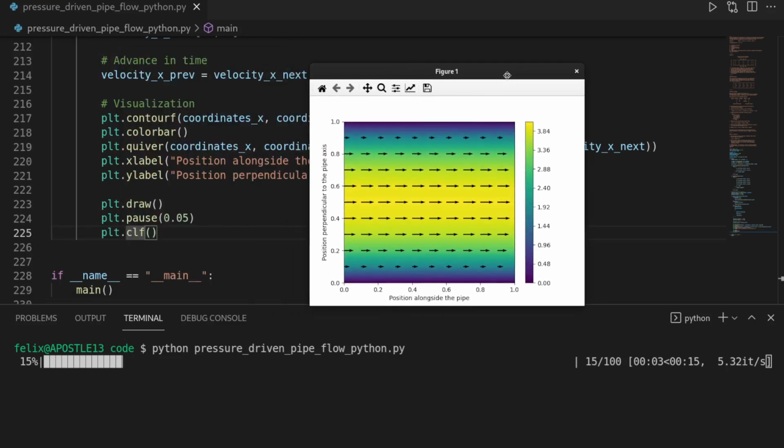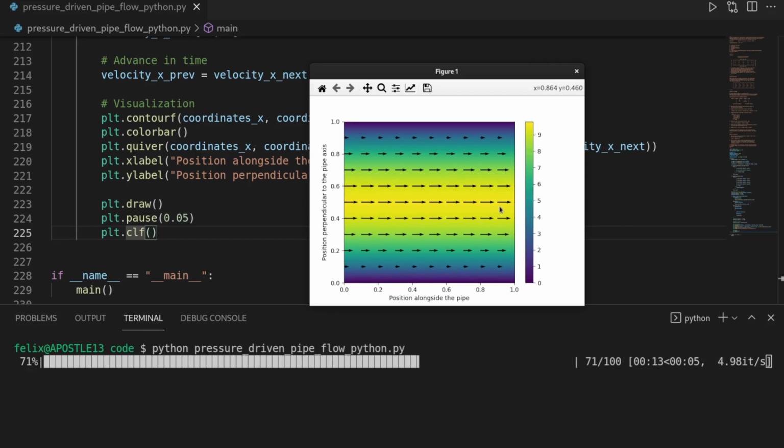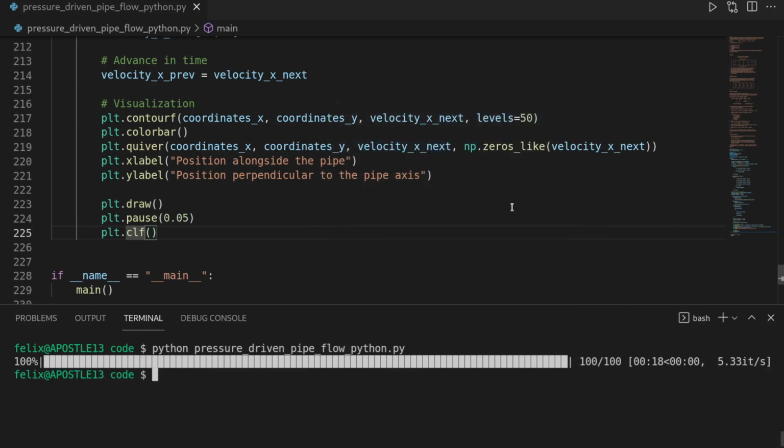And here you see it works. So over time, you see that the velocities at the boundaries are getting smaller, or like the velocity arrows are getting tinier, and the ones in the center are getting larger. And we also see in the color distribution here that we have a higher velocity in the center, which is what we would expect for a parabolic profile.